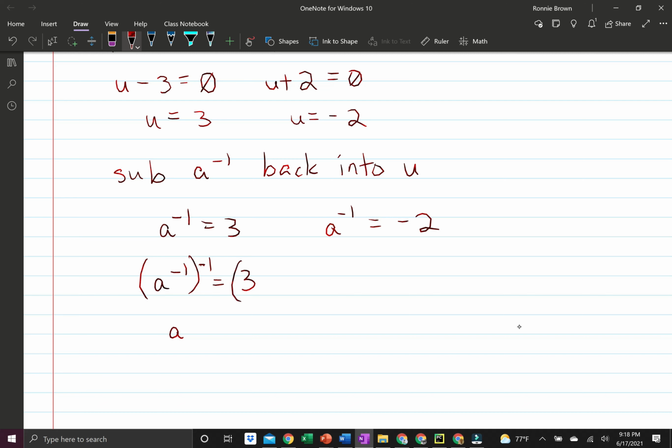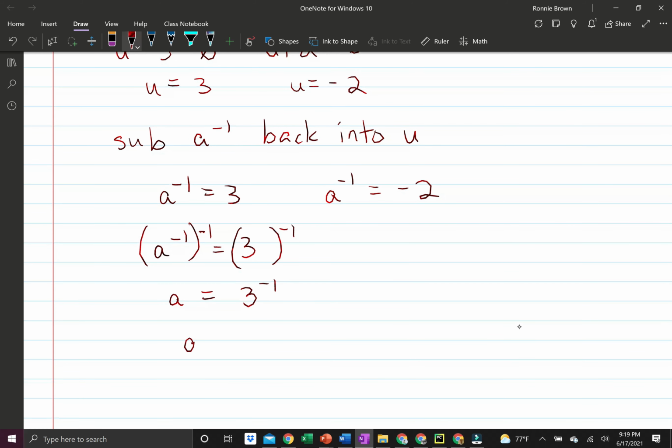And also what I did to that side, raising it to the negative first power, I have to do the same thing to this side. So we get a is equal to 3 to the negative first power. And then lastly, we don't like that negative exponent, so according to properties of exponents, we'll move it down into the denominator where it becomes 3 to the positive first power, and 3 to the positive first power is just 3.